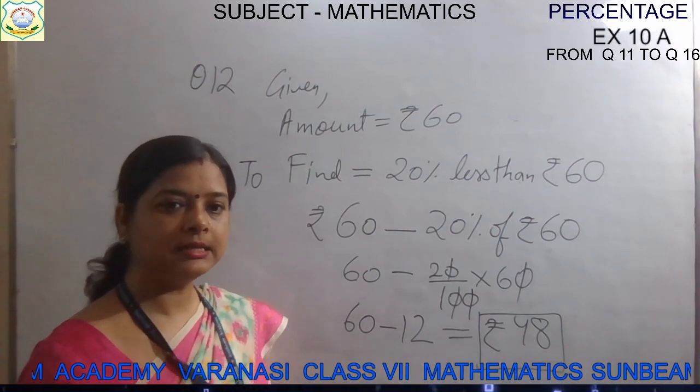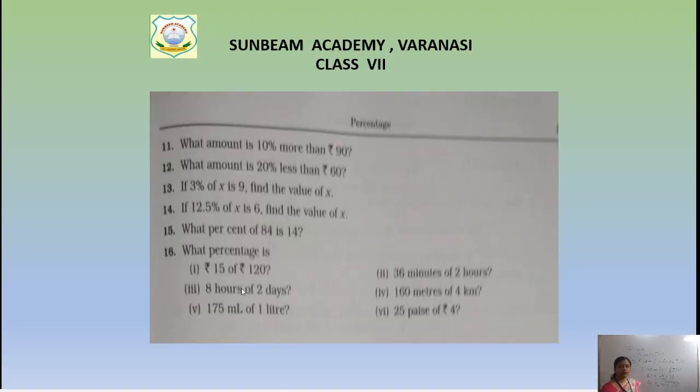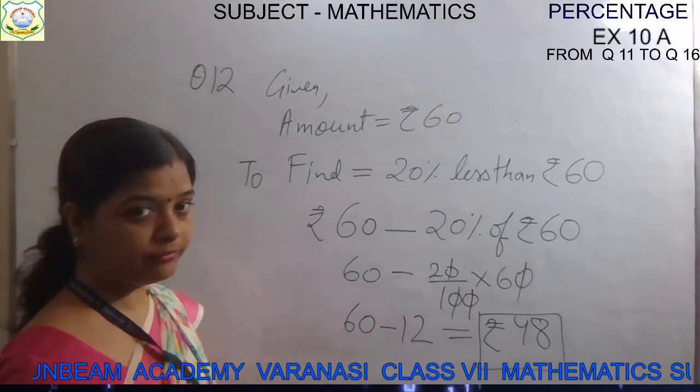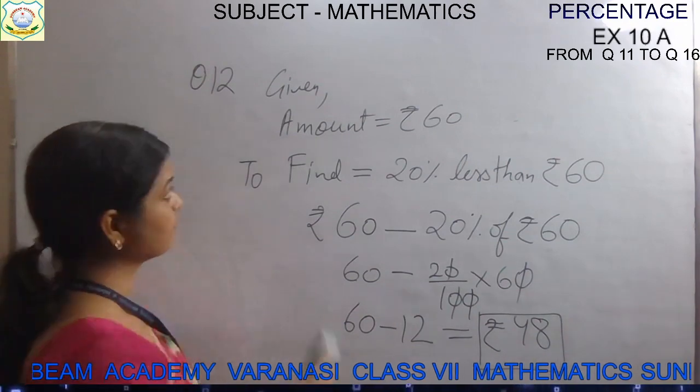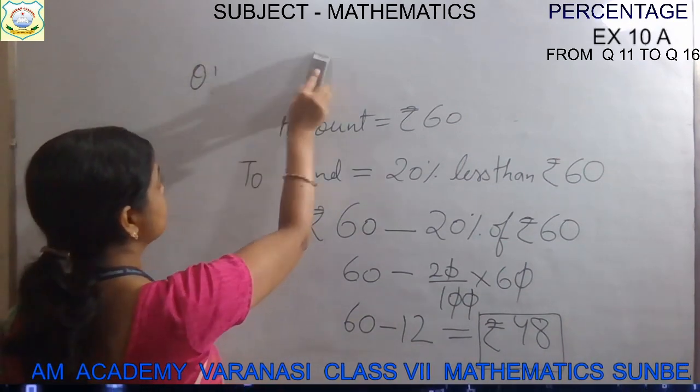Next question, children, let's see. Question number 14. If 12.5% of x is 6, we are having a value whose 12.5% is 6. Find the value of x. So for that we have to solve. Okay. Be ready with your solution.